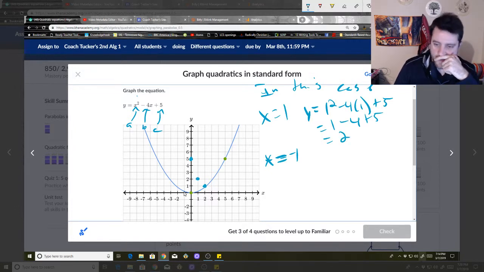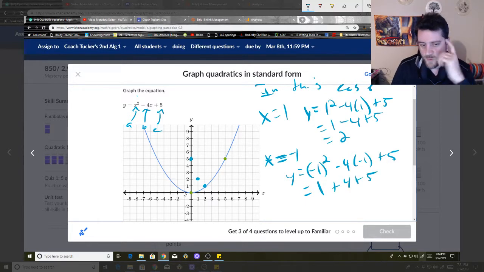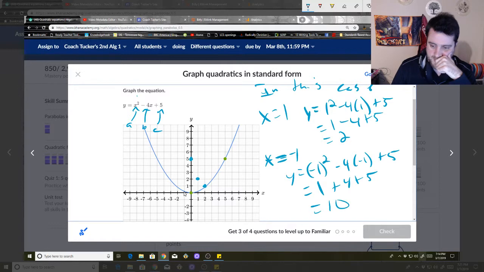Okay, let's go to the next one. We have y equals negative 1 squared minus 4 times negative 1 plus 5. That is 1 plus 4 plus 5. Notice that, plus 4 plus 5, 10. So it would be here.